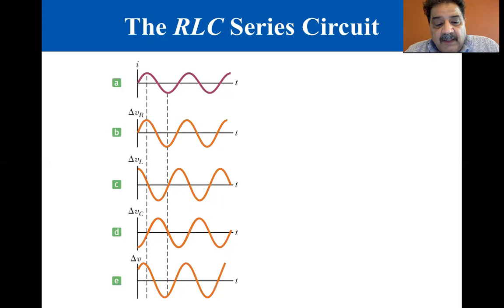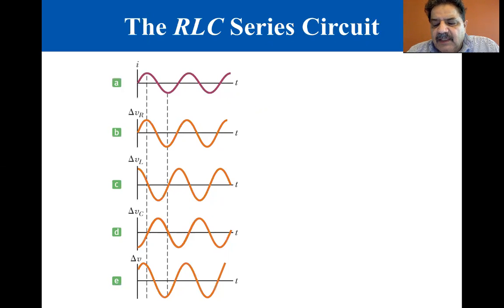So for the voltage across the resistor, there's no phase lead or lag. It's the same as the source voltage. Figure C shows that the instantaneous voltage across the inductor leads the current by 90 degrees. Figure D shows that the instantaneous voltage across the capacitor lags the current by 90 degrees.